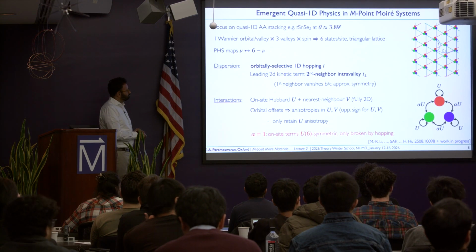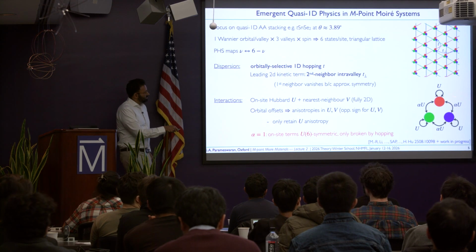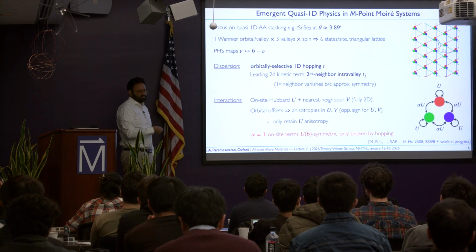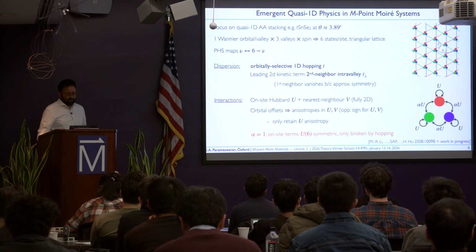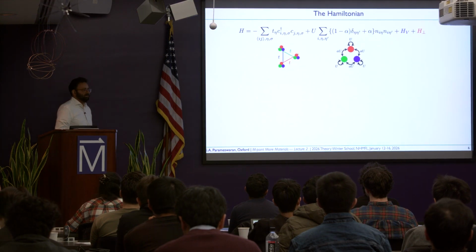Yep. Why do you think? Oh, because spin and then valley, so it's SU6, and then there's charge as well, so then you can make it U6 roughly. Okay, so let's write down a Hamiltonian because I want to talk about that.